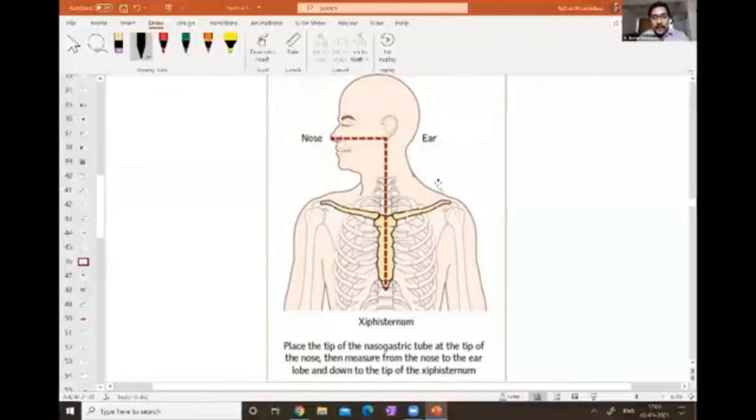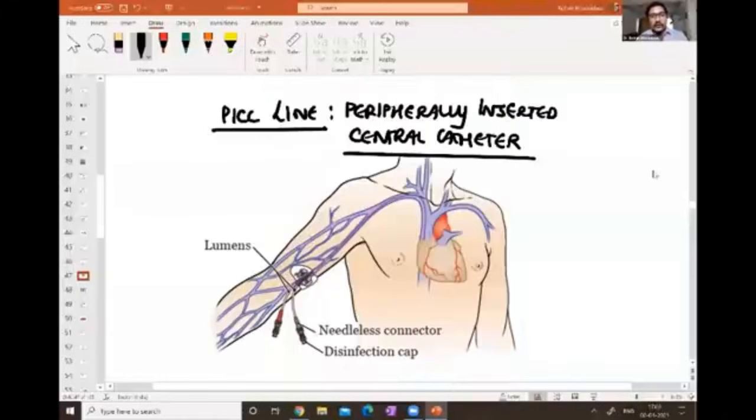This one is a PICC line, peripherally inserted central catheter. That means you will insert it like an IV line, but the tip is lying in a central vein. This is a PICC line. PICC line can be used to deliver nutrition. PICC lines can be used for chemotherapy. PICC lines can also be used to deliver antibiotics for a long time.